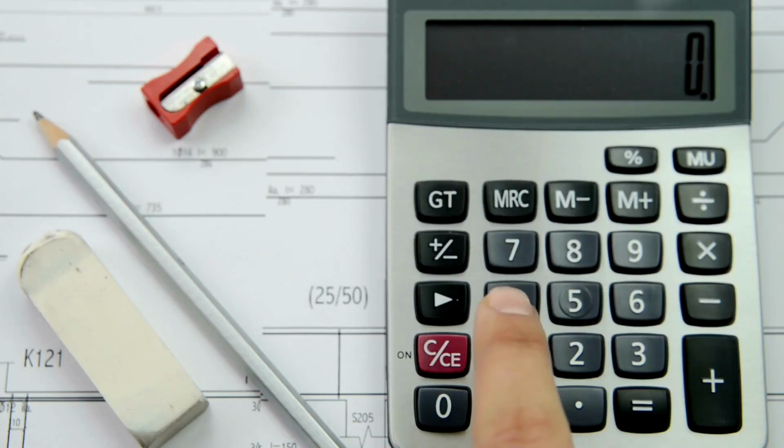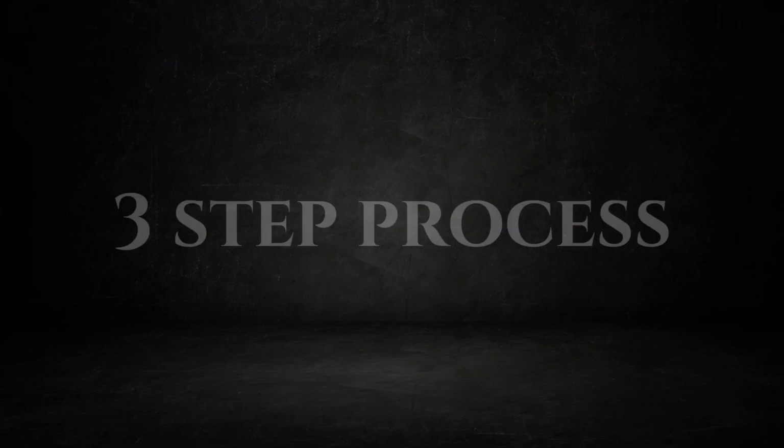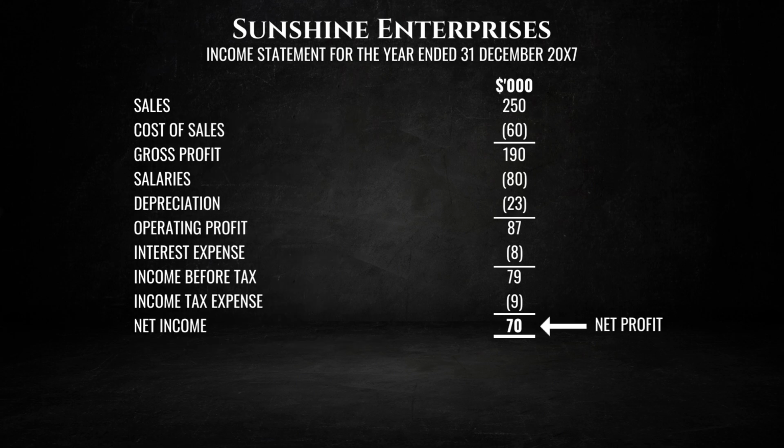To calculate cash flow from operating activities using the indirect method, we follow a well-defined three-step process. It's time to roll up our sleeves and get into the details. Step 1. To start off, we jot down the net profit figure as our initial point for making adjustments and arriving at the net cash flow. This net profit figure can be easily found at the bottom of the income statement.